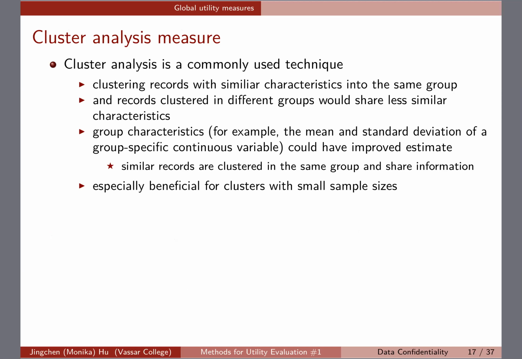The gist of it is trying to cluster records with similar characteristics together in the same group. And then the records clustered in different groups are going to share less similarity. Okay, so we're trying to cluster observations with similar characteristics.